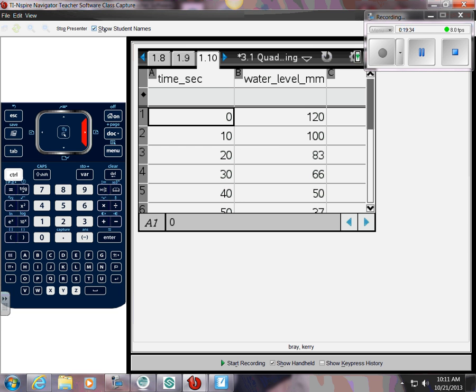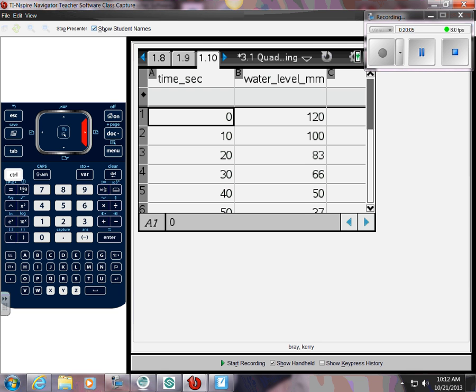Okay, so what's my domain? Time in seconds. Very important that you notice the units of measure. Time in seconds. Range? Water level in millimeters. So my domain is time in seconds. My water level is in millimeters, my range. So notice as time is increasing, the water level is decreasing. So I need to graph this. How?